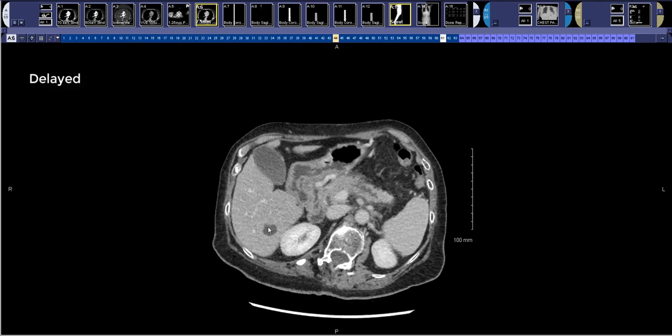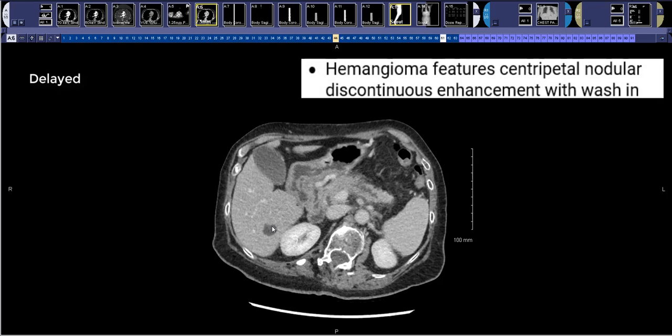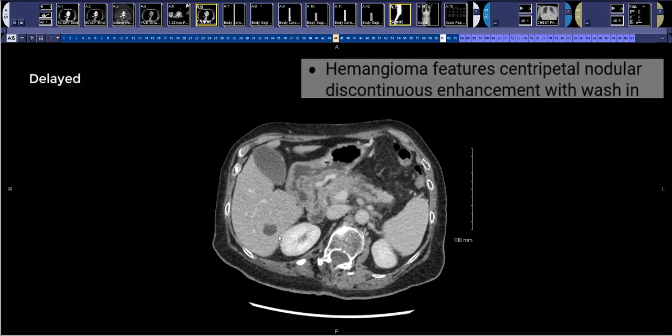So it's important to get this delayed phase, because if you see the classic findings of a hemangioma, which is centripetal nodular discontinuous enhancement with wash-in on this delayed phase, then you can be more confident it's a hemangioma and not a neuroendocrine tumor metastasis. I should say that the pancreatic protocol is used for neuroendocrine tumor staging also.